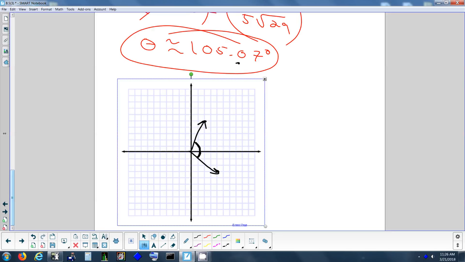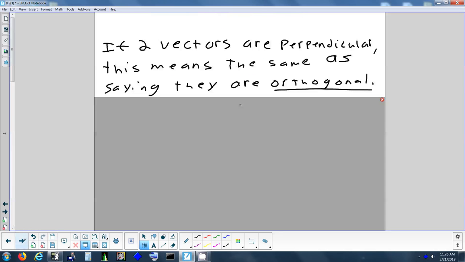Any questions on that? Another special word that can come up, but it really means the same as something you already know. If two vectors are perpendicular, they meet at a 90-degree angle. And when we talk about vectors, they call that orthogonal. Okay, so it's just another word for perpendicular. So if I ask you a question on the test, are these two vectors orthogonal? All I'm asking is, are these two vectors perpendicular.